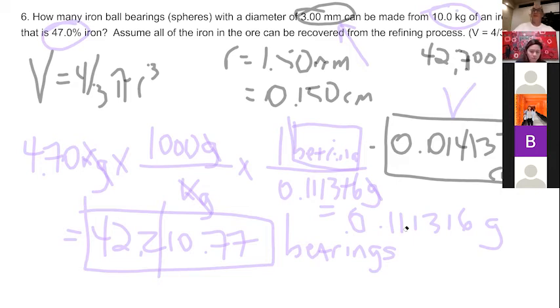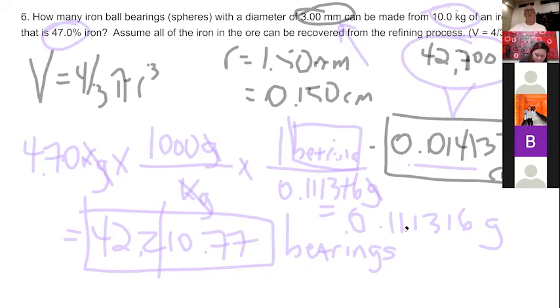I think where the 42,700 came from was rounding too early. You did everything right, except that you rounded the volume, I think, to like 0.014 or something, which just throws off the answer by a little bit, but just that little bit makes a difference. So the final answer is 42,200. Great job. Everyone see how that works?